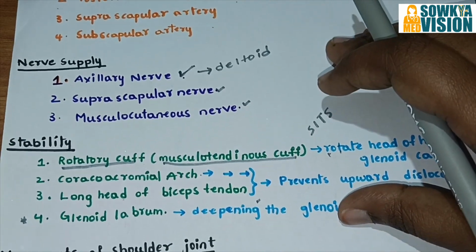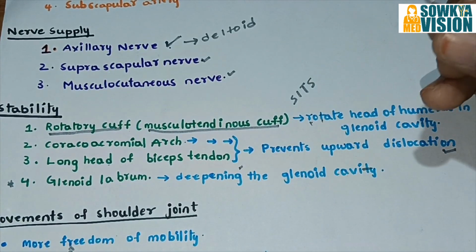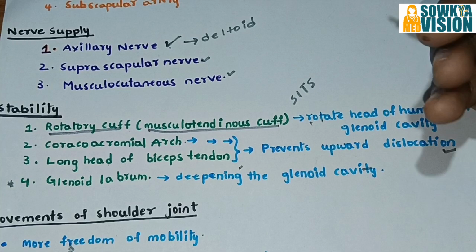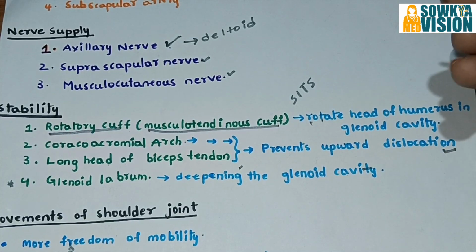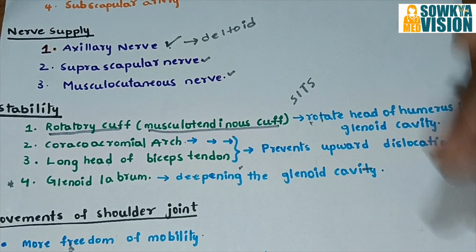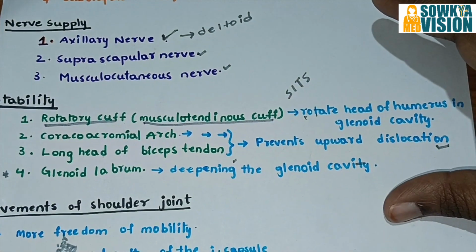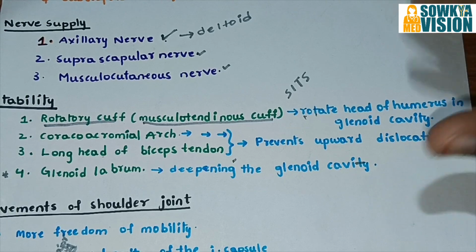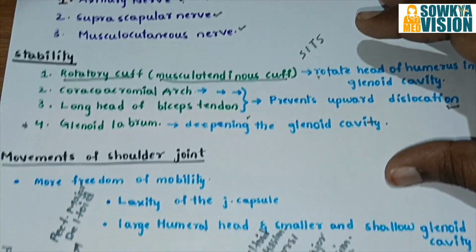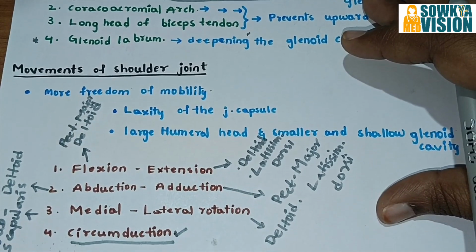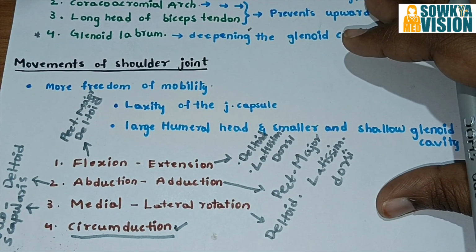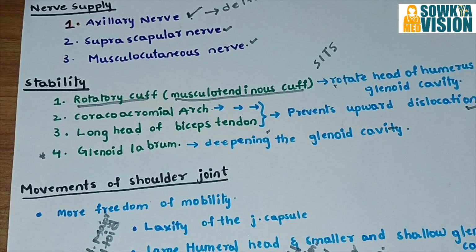What are the factors involved in the stability of the shoulder joint? They are the rotator cuff formed by four major muscles, and the coracoacromial arch and long head of biceps tendon, which prevent upward dislocation of the joint, and the major factor is the glenoid labrum. Yes, it deepens the glenoid cavity. And what are the movements of the shoulder joint? Flexion, extension, abduction, adduction, medial rotation, lateral rotation, and finally circumduction. Yes, this is the complete shoulder joint.